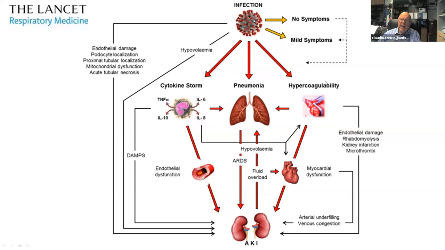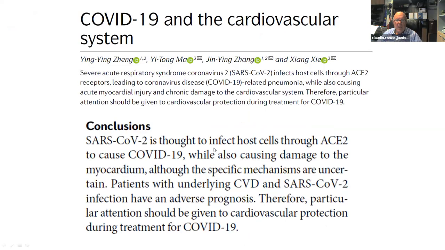And finally, we can have a hypercoagulable state that may cause endothelial damage, rhabdomyolysis, and kidney infarction with microthrombi, but also damaging the heart, in which myocardial dysfunction may actually lead to arterial underfilling or venous congestion, and finally lead to acute kidney injury. Now, we have seen very soon that COVID-19 infection may affect other organs.